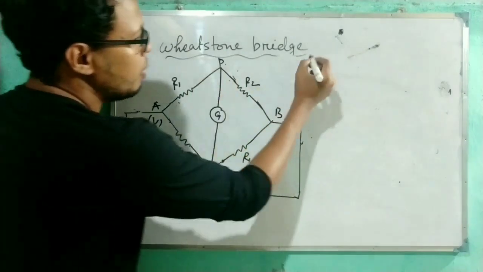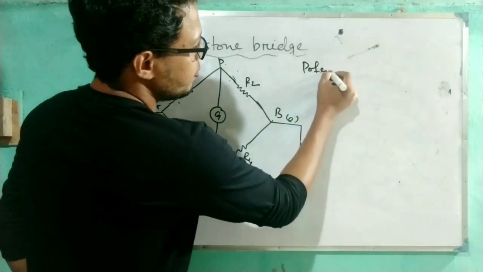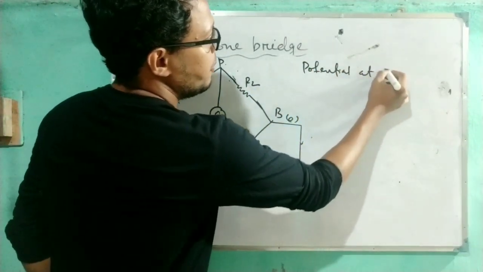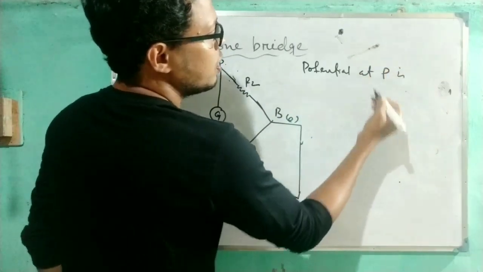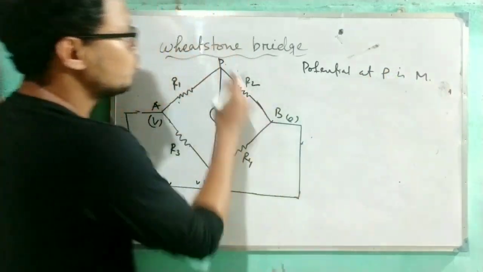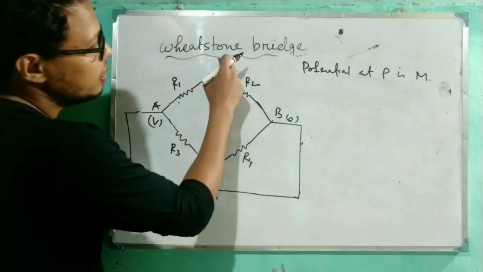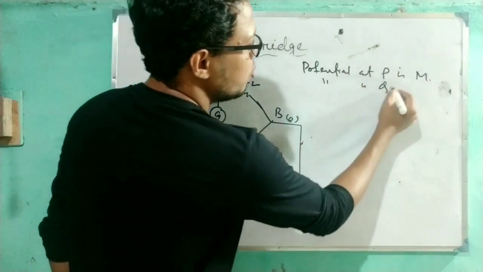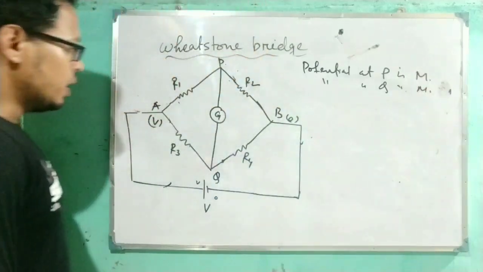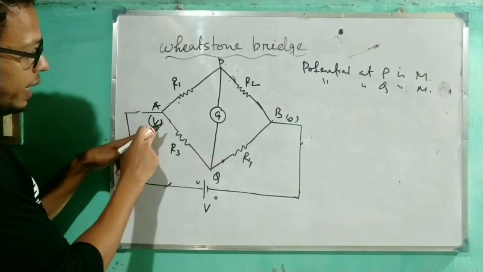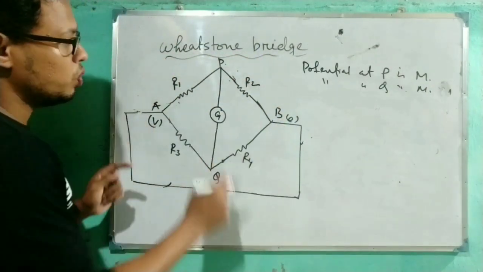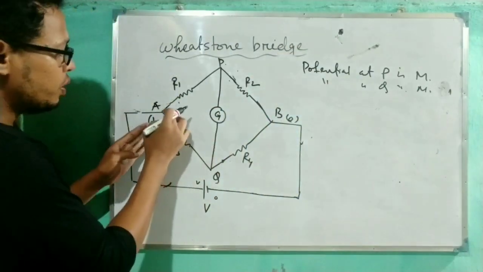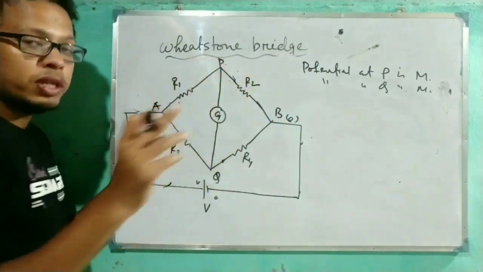Now think about the potential at P, suppose M. What have we taken? Potential at P equals potential at Q. So potential at Q will also be M. Now see, the potential at A is V and at B is 0. So in between A and P there will be a potential difference.